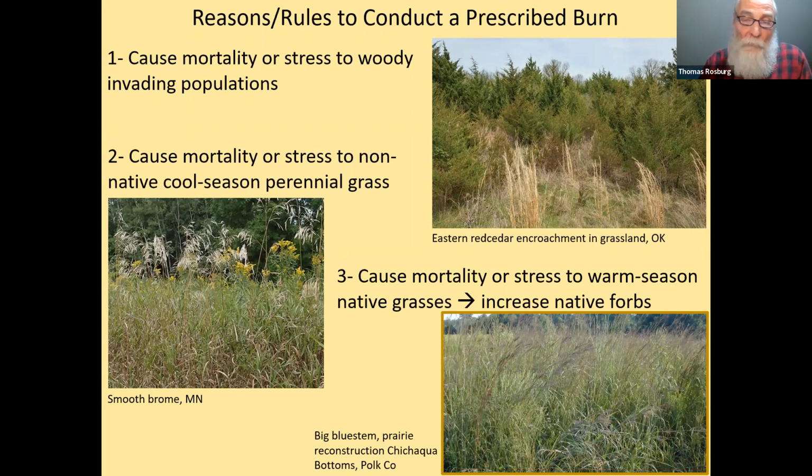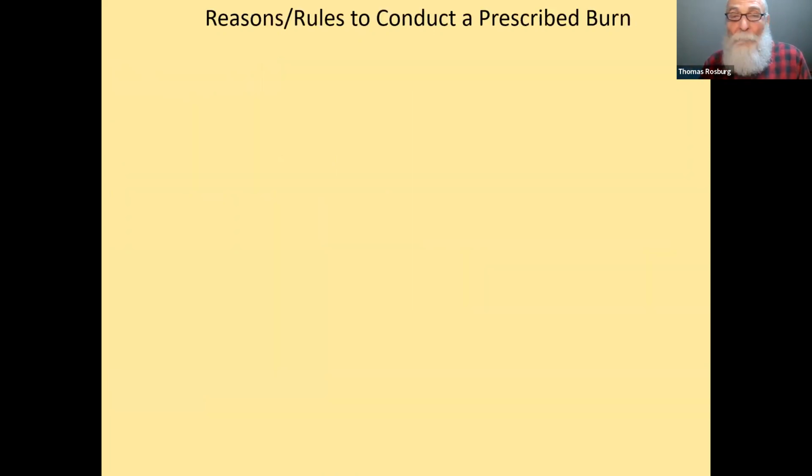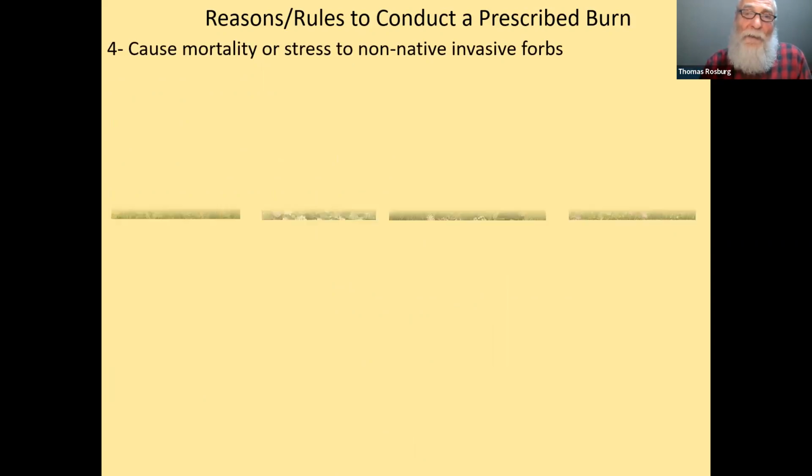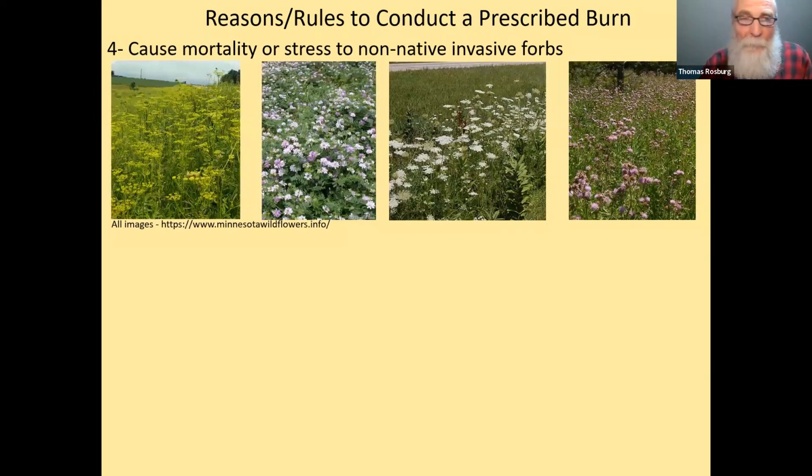Something went wrong in a reconstruction or something went wrong on a remnant, and there's way more native grass abundance and vigor than is needed, which probably is having some effect on the forb diversity because grasses are very competitive. So if you want to try to increase native forbs, one way would be to push back on the native grasses. You'll see an example of that on the last slide. What else? Another reason, of course, cause mortality to other invasive forbs, but all of these then are going to require thoughtful application of when it is the best time to do that.